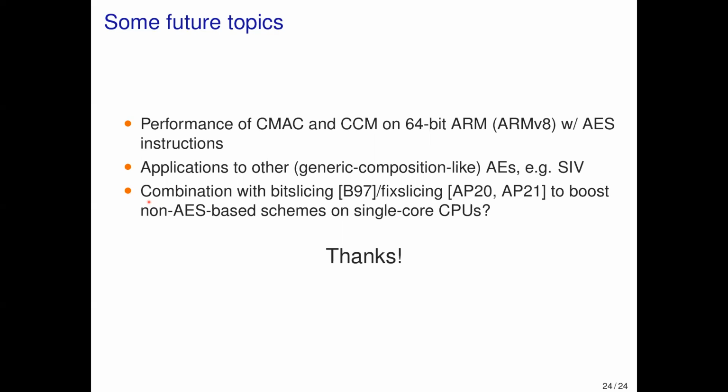Typically, these techniques are used for parallelizing block cipher encryption or decryptions, but what we want is a way to parallelize encryption and decryption. It seems possible if the block cipher has a great similarity in encryption and decryption, say by using an FISO, and this might give us a way to boost the performance of non-AES-based MAC or AE schemes on single-core CPU. Okay, this is the end of my talk.